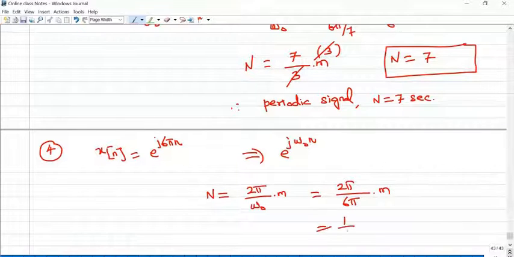So 1 by 3, into m. Okay. Now we have to select the m value. So we have to select the m value.